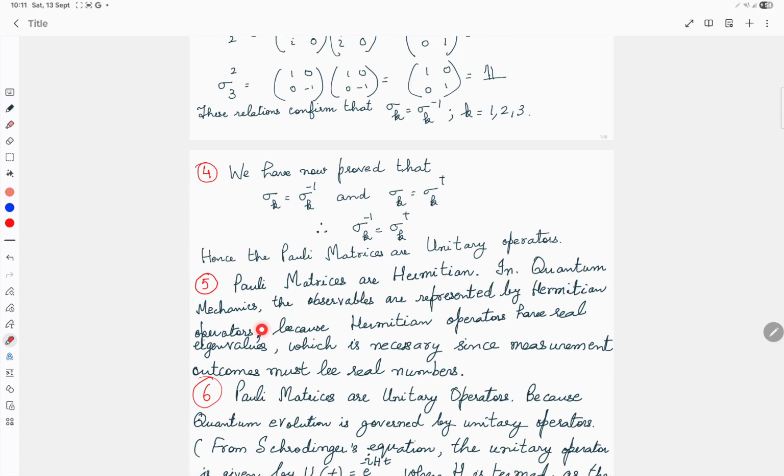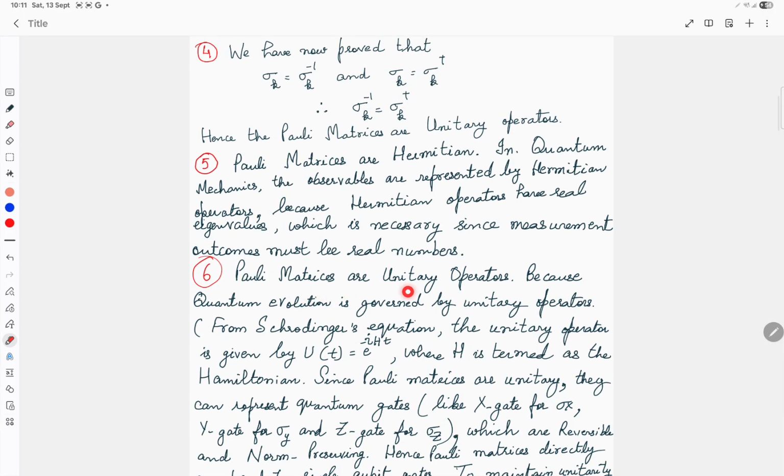So Pauli matrices are Hermitian. In quantum mechanics, the observables are represented by Hermitian operators, because the observables are operators which can be measured. Observables are represented by Hermitian operators because the Hermitian operators have real eigenvalues, which is necessary because ultimately when we measure the property, measurement outcomes must be real numbers.